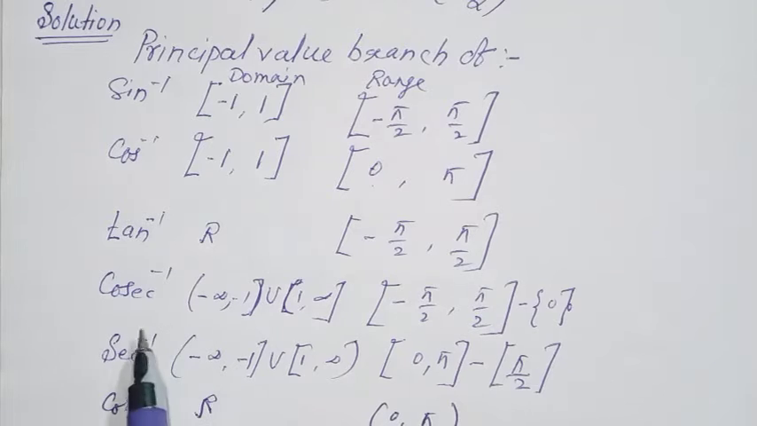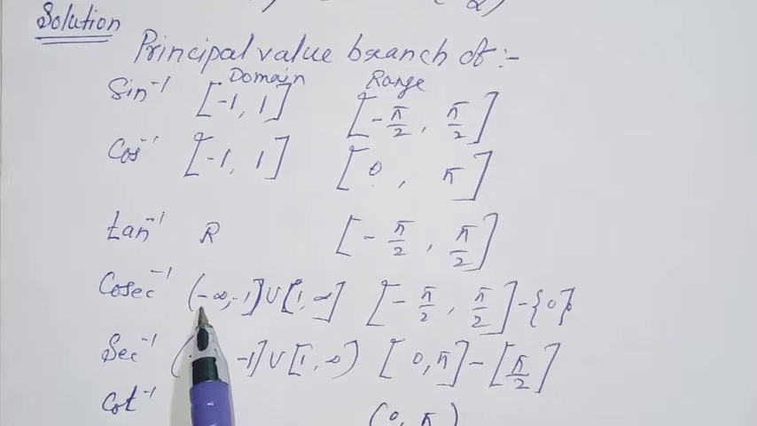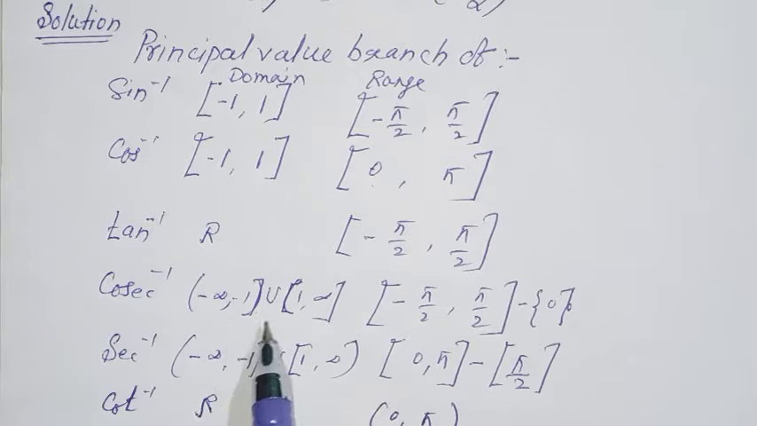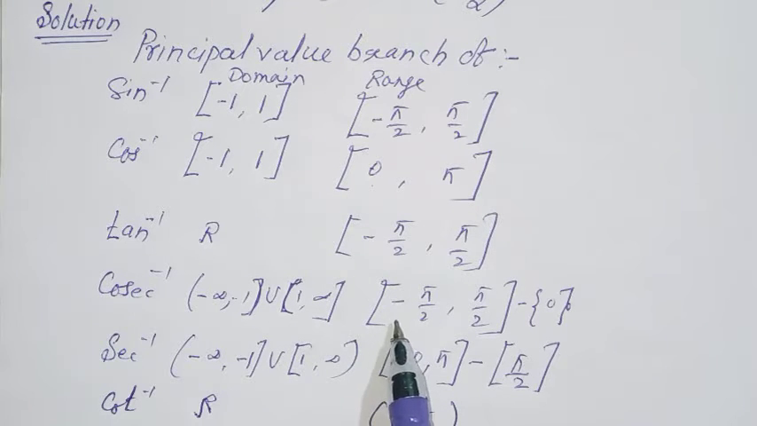Next, cosec inverse: the domain is minus infinity to minus 1, union of 1 to infinity. What is the range? The range is minus pi by 2 to pi by 2.